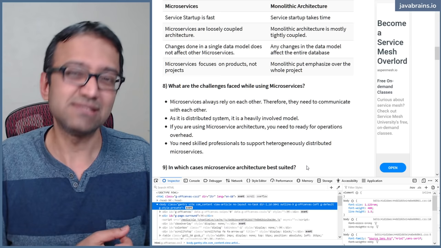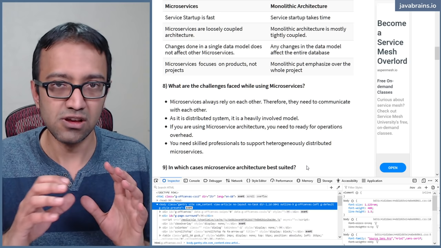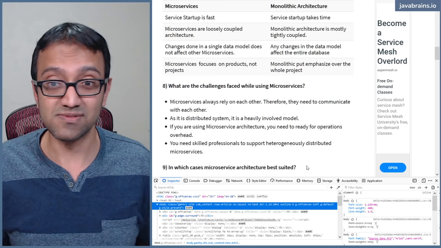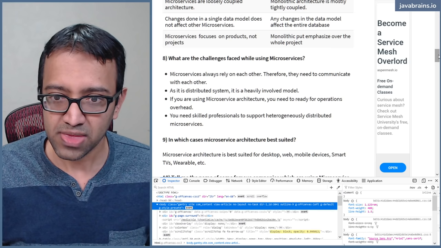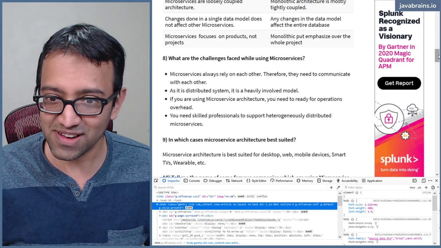And the other thing is it makes going to the cloud a little easier because you can deploy these microservices to the cloud. If you have a cloud strategy and you want to go cloud native, microservices is something you have to use. So those are some of the situations where microservice architecture is best suited. Let's see. Microservice architecture is best suited for desktop, web, mobile devices, smart TVs, wearables, etc.